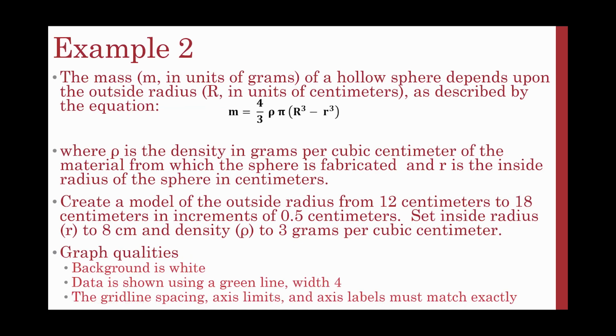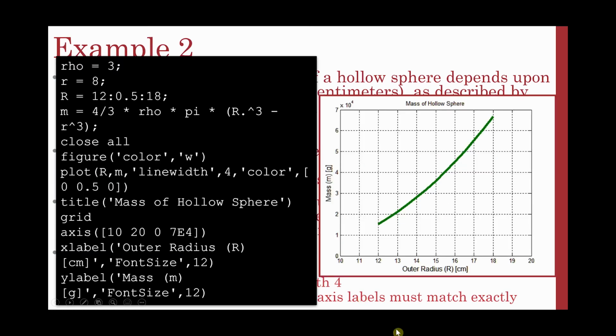My second example here is we have mass of a hollow sphere depends upon the outside radius. We have density. We want to create a model outside the radius from 12 centimeters to 18 centimeters in increments of 0.5. We're going to set the inside radius to 8 centimeters and the density to 3, and we're going to make a graph. Again, we want a white background, a green line with a width of 4. We want grid line spacing, axis limits, and axis labels to match. So this is the graph that this code is going to generate.